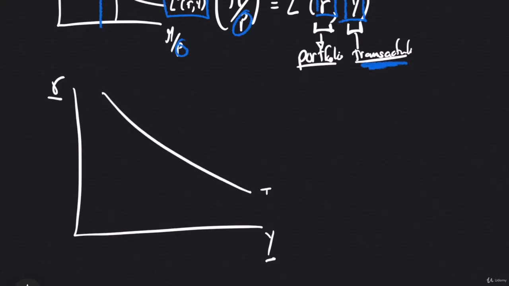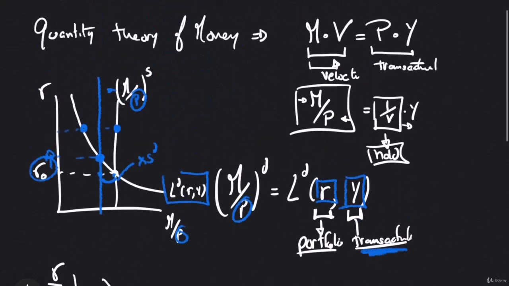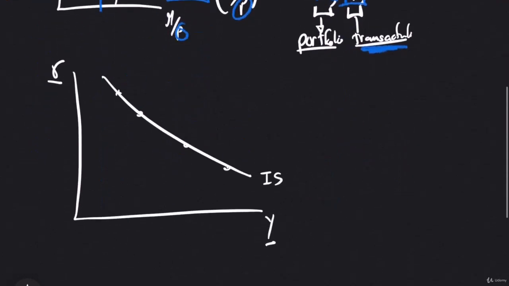Before, we saw that there was something called the IS curve, which gives the interest rate that clears the market for goods and services. Well, now I know what happens to liquidity, the quantity theory of money, with respect to interest rates, and that's going to look like this. This is called the LM curve.